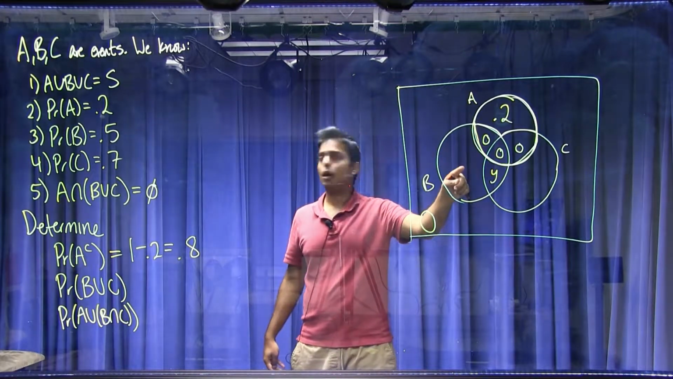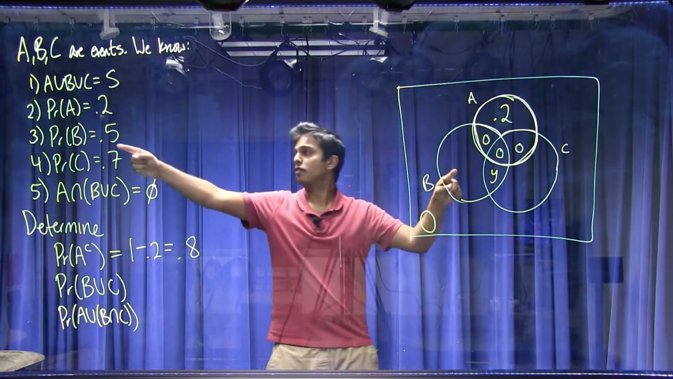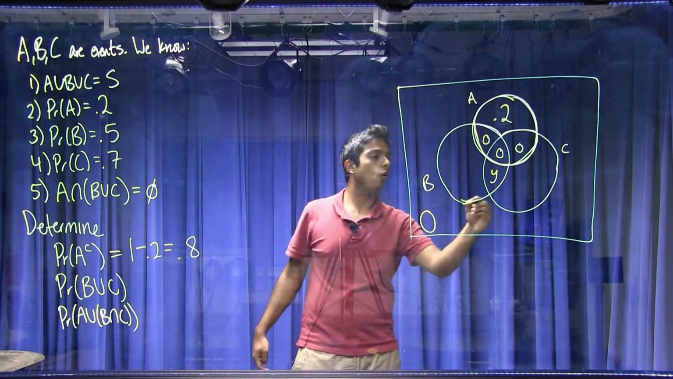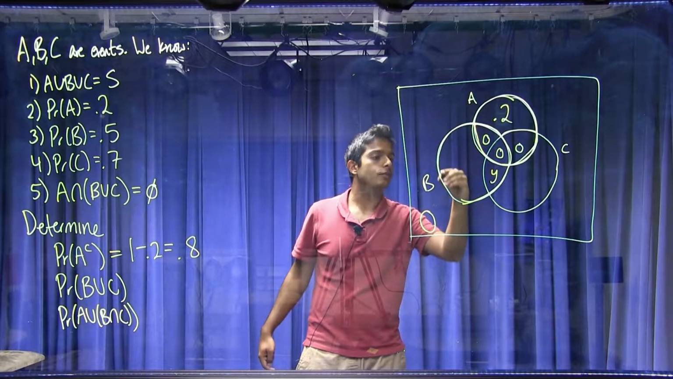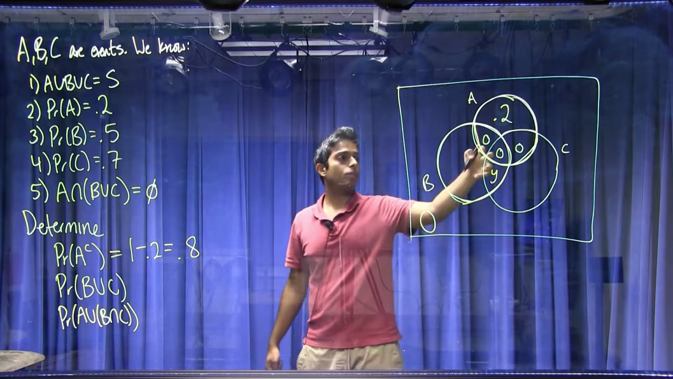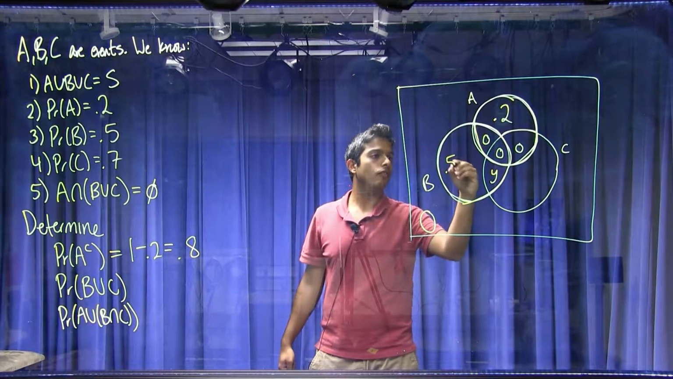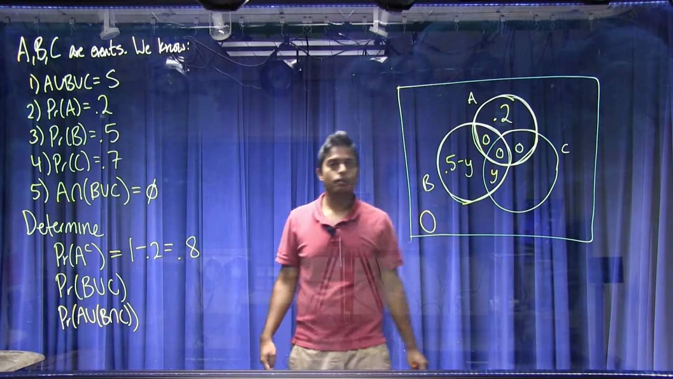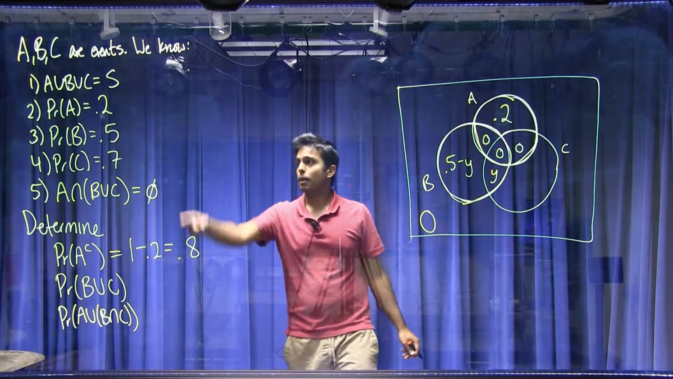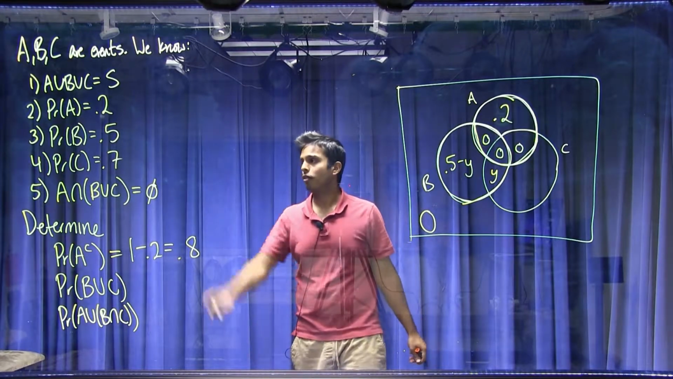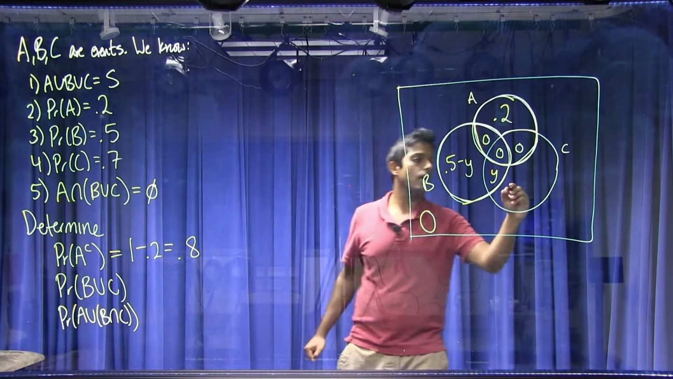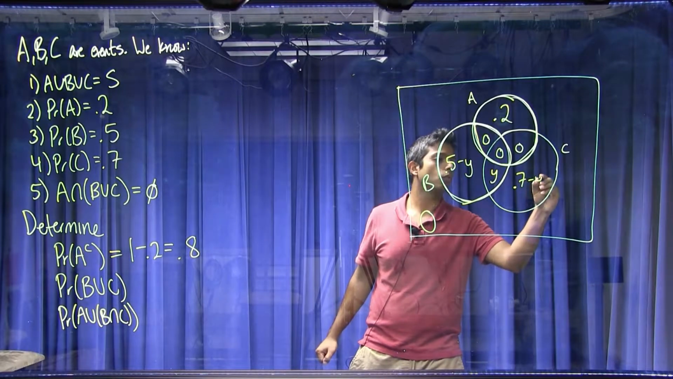Now let's look at this part. So we know the probability of B is 0.5. Remember, B is the whole circle here, and that's 0.5. So if I add up these 3 and this number, I better get 0.5. So this is 0.5 minus Y. Similarly, based on the fourth fact that we have over there, this guy is 0.7 minus Y.